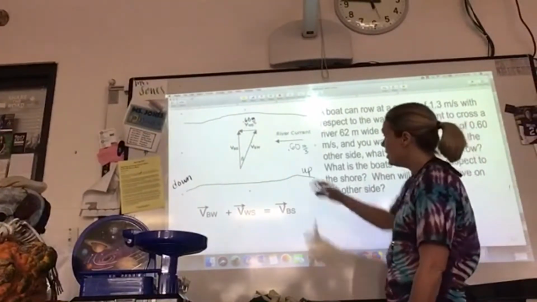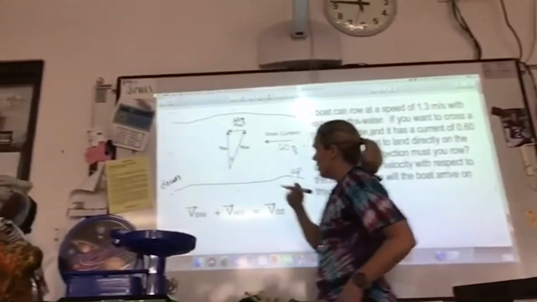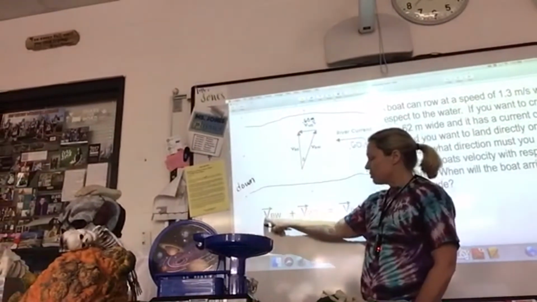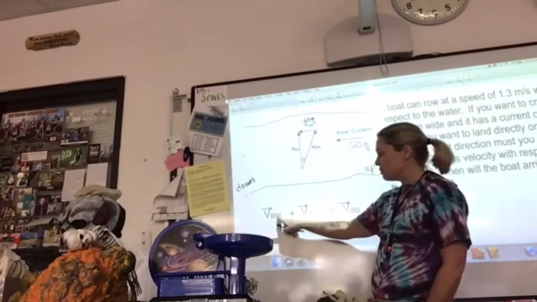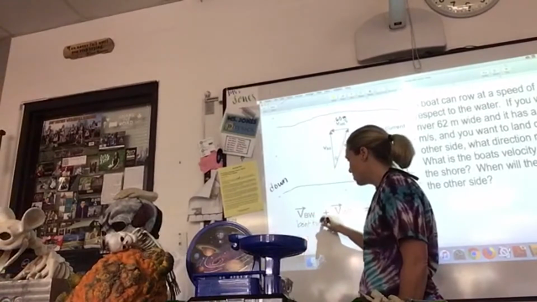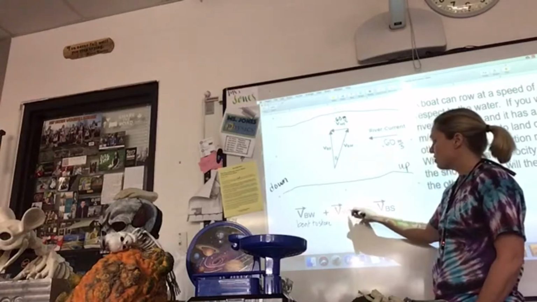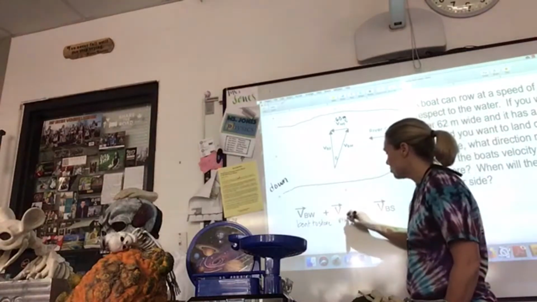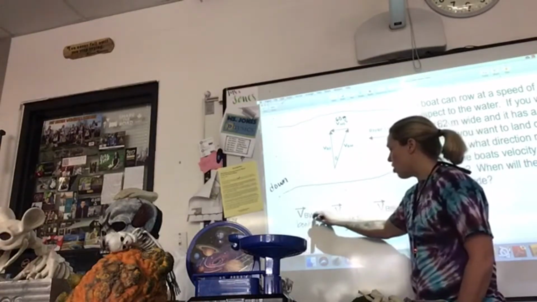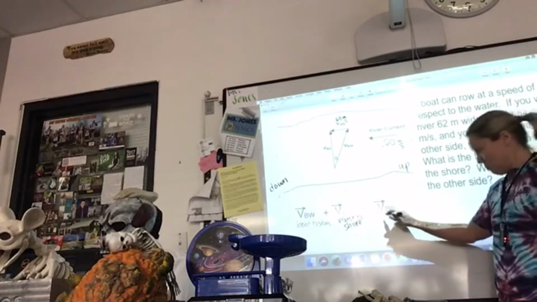So, okay, so we're heading like this. Okay, and we want to head directly on the other side. So here's another cool vector thing. The velocity of this is vector. The vector of the velocity of the boat with respect to the shore, that's what this means, boat to shore, plus velocity of the water to shore. Do you see this? This is water to shore. What will that equal? Boat to water, water to shore, equals boat to shore.